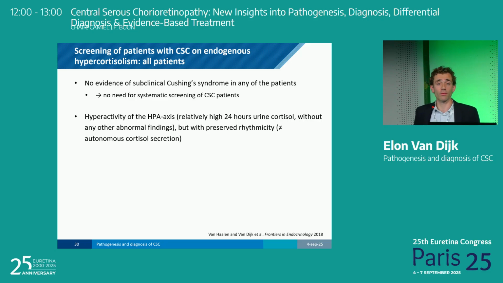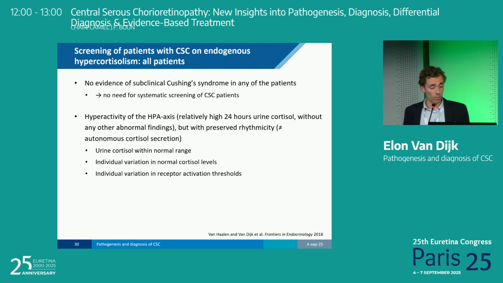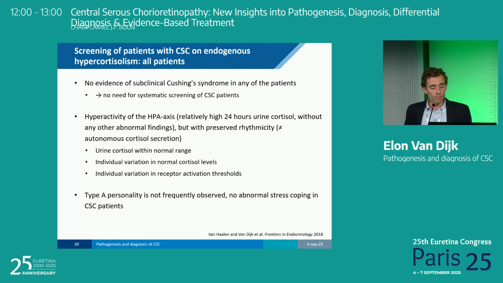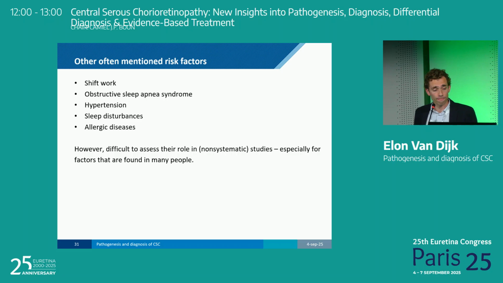We found some hyperactivity of the HPA axis because the patients had a relatively high 24-hour urine cortisol, but there was preserved rhythmicity. So all in all, there were not that many marked differences when we were screening all the CSC patients. And we also did not observe the type A personality too frequently, and there was also no abnormal stress coping in this prospective study. So that was the first prospective study that studied quite a lot of CSC patients. There are several other factors that are often mentioned and that need to be, let's say, addressed in the pathogenesis or the risk factors of CSC.